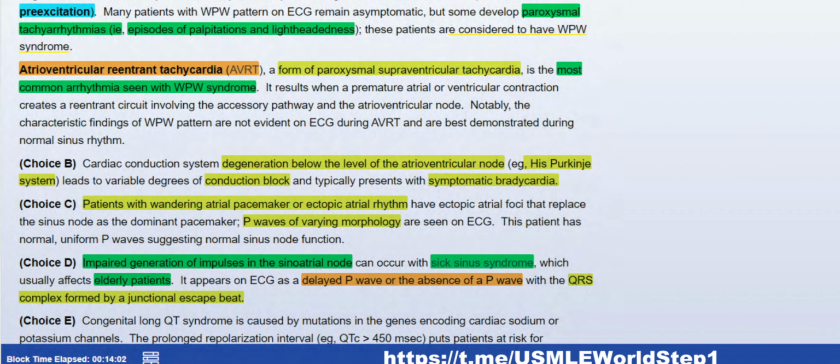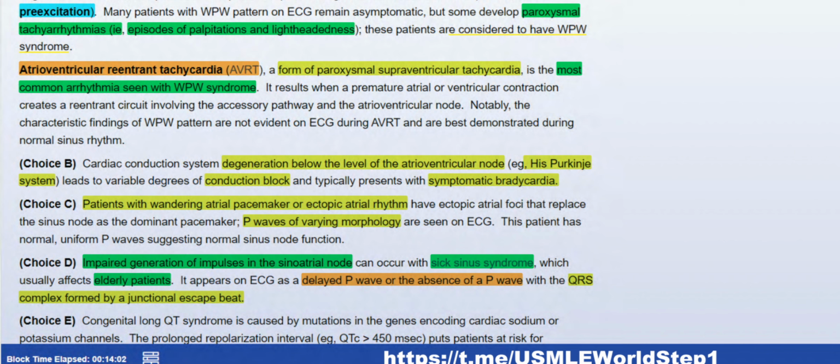Atrioventricular reentrant tachycardia: atrioventricular is AV, reentrant is represented by R, and tachycardia is T. It is a form of paroxysmal supraventricular tachycardia, the most common arrhythmia seen with Wolff-Parkinson-White syndrome.